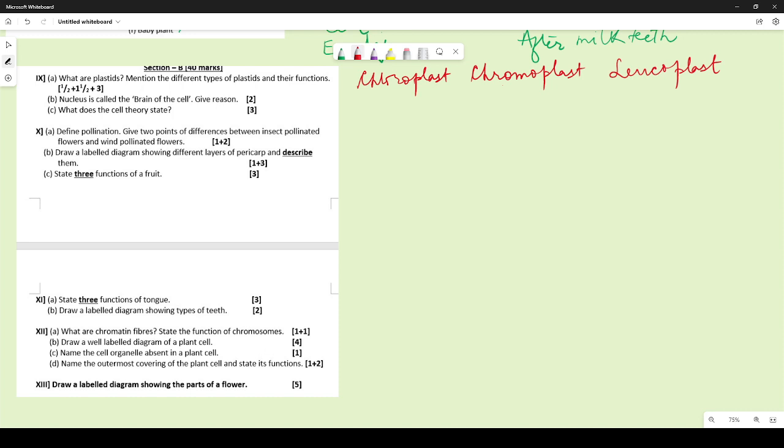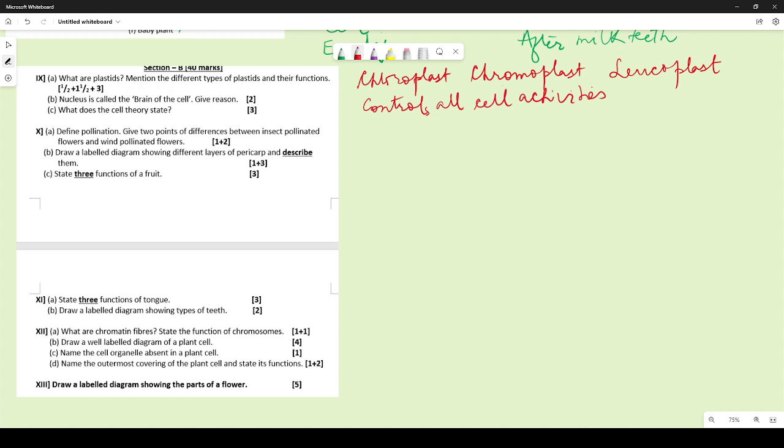Okay. Nucleus is called the brain of the cell. Give reasons. It is the brain of the cell because it controls all cell activities. All the activities that are happening in a cell are controlled by the nucleus. That is why it is called the brain of the cell.